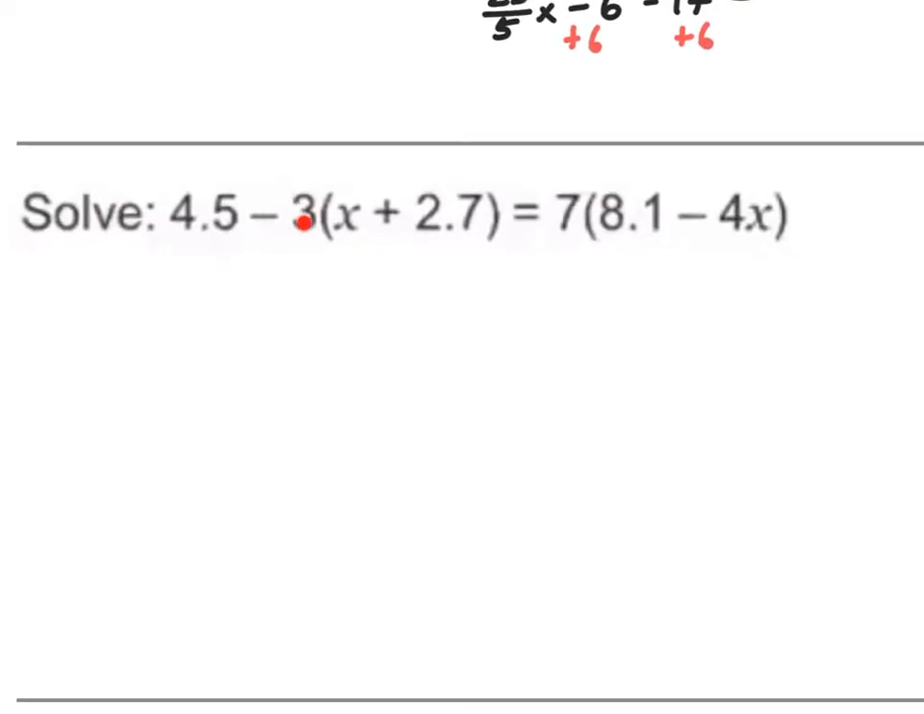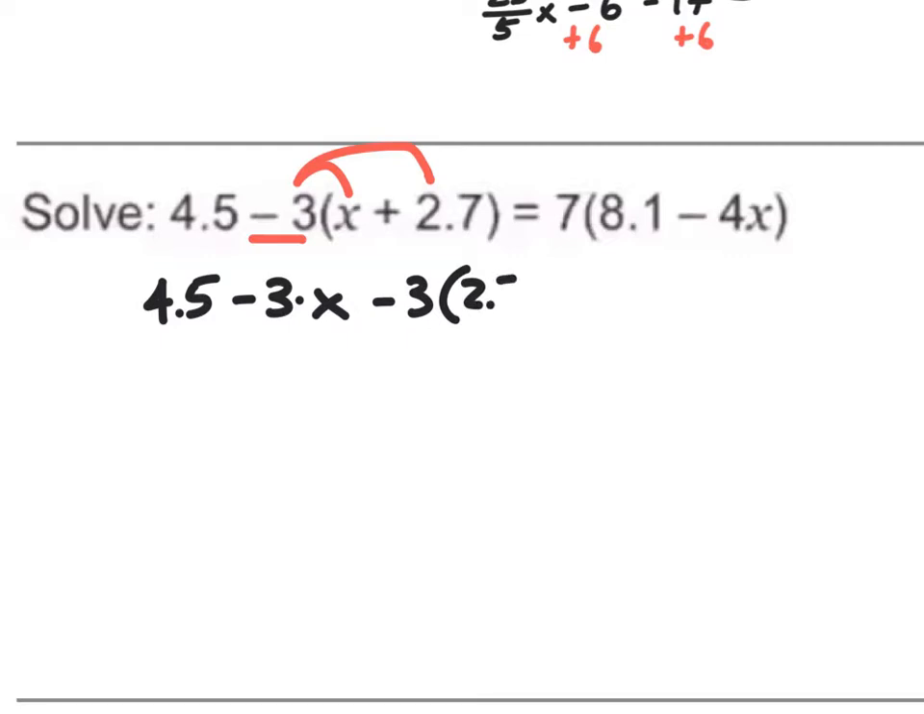Now we've got to do the distributive property twice. Every time I've got a number on the outside of a parentheses and there's no other operation on the inside, that means I got to distribute. Now with this, we have to distribute the negative. So I'm going to do negative 3 times x and then negative 3 times 2.7. So my next step is going to be 4.5 minus 3 times x minus 3 times 2.7.